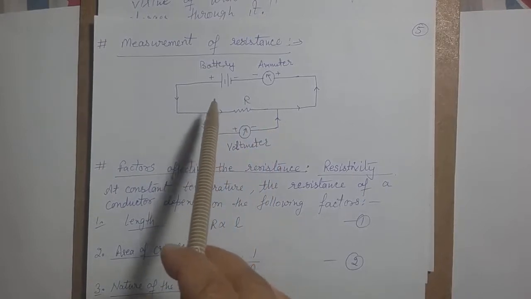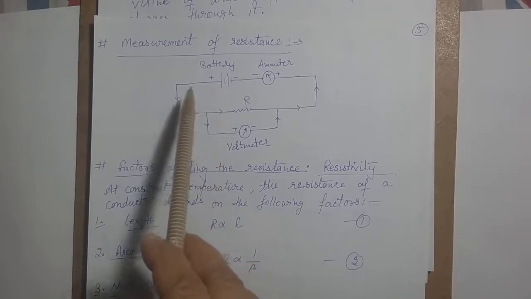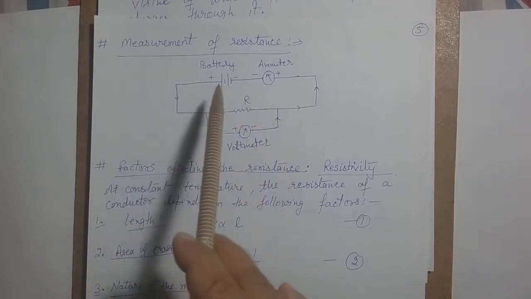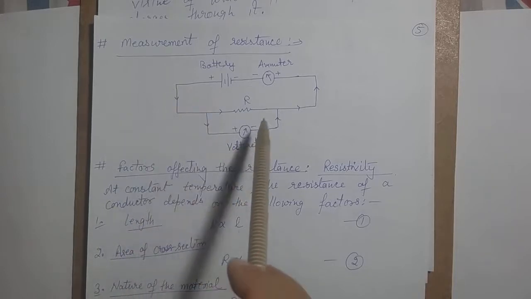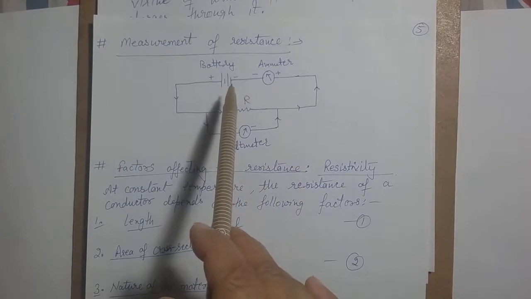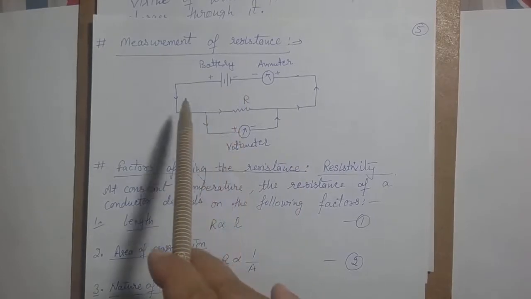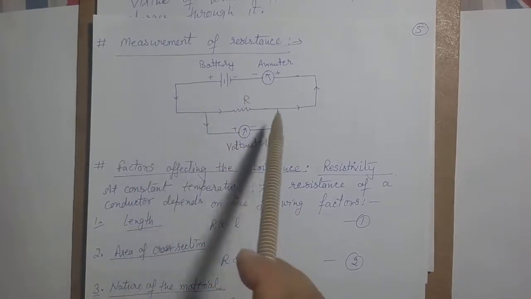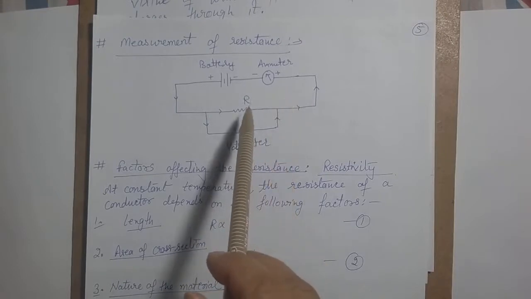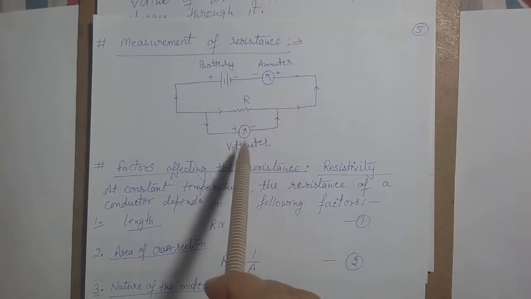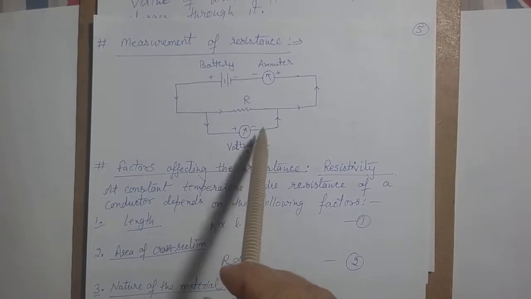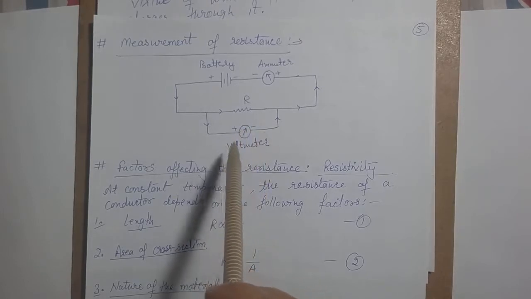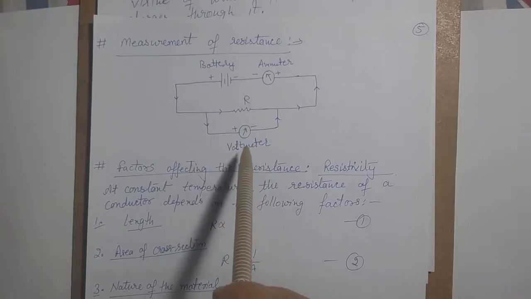Now, whenever the battery is connected and the key is inserted, the current flows in this manner. From the positive terminal it moves out, flows through the circuit, and reaches the negative terminal. These arrows show the direction of flow of current. This conductor and the voltmeter are always connected in parallel. So from here we conclude that a voltmeter is always connected in parallel to an electrical device.